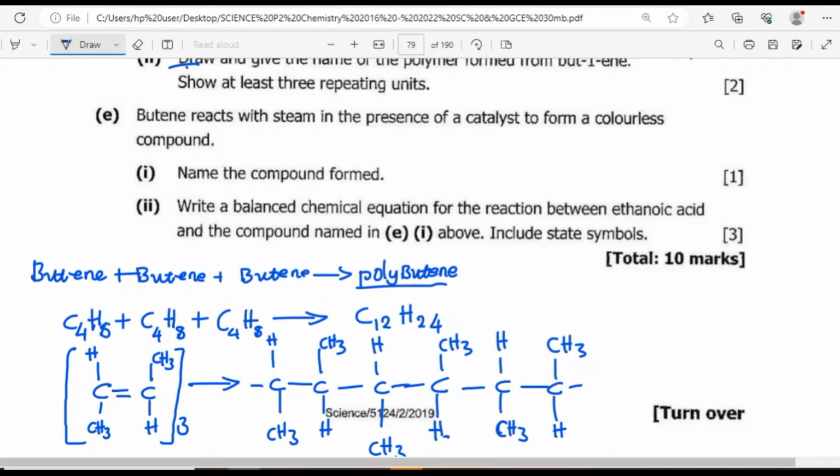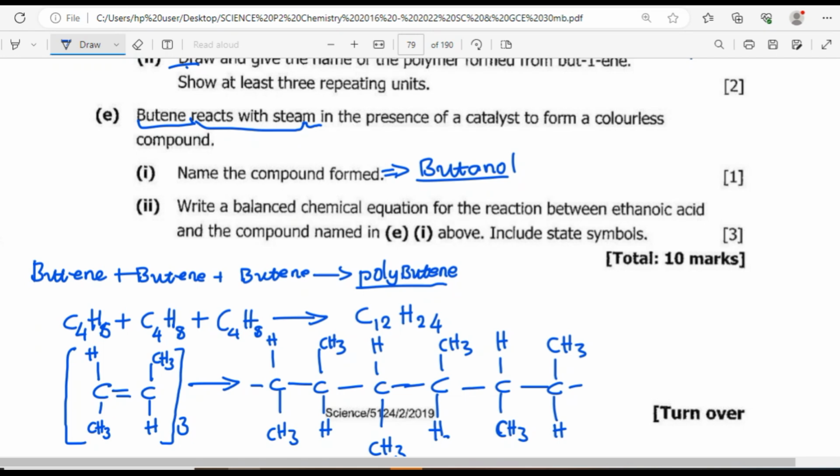Then butene reacts with steam in the presence of a catalyst to form a colorless compound. Name the compound formed. So this will give us butanol. Remember, whenever an alkene reacts with steam, which is water, you get an alcohol.